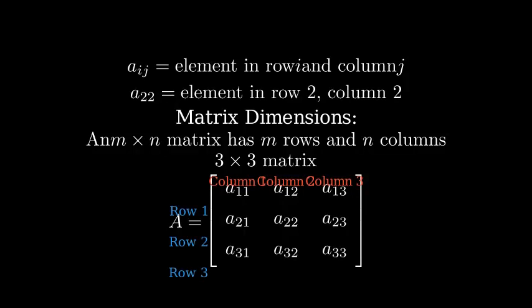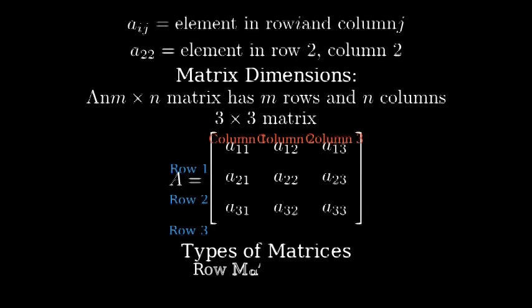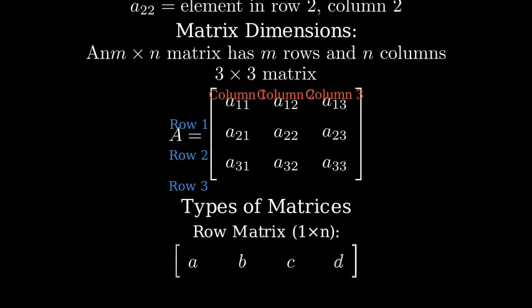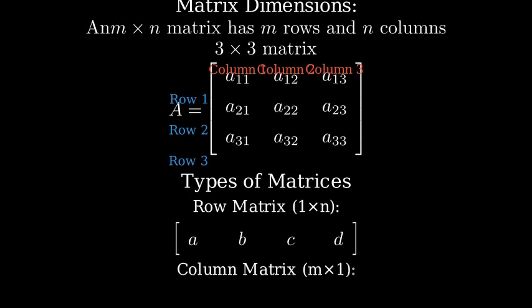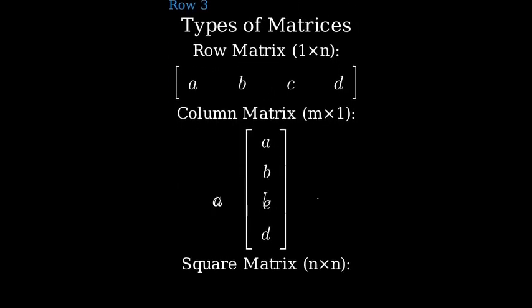There are several special types of matrices that we commonly encounter. Let's look at some of the most important types. A row matrix has only one row. A column matrix has only one column. A square matrix has the same number of rows and columns.